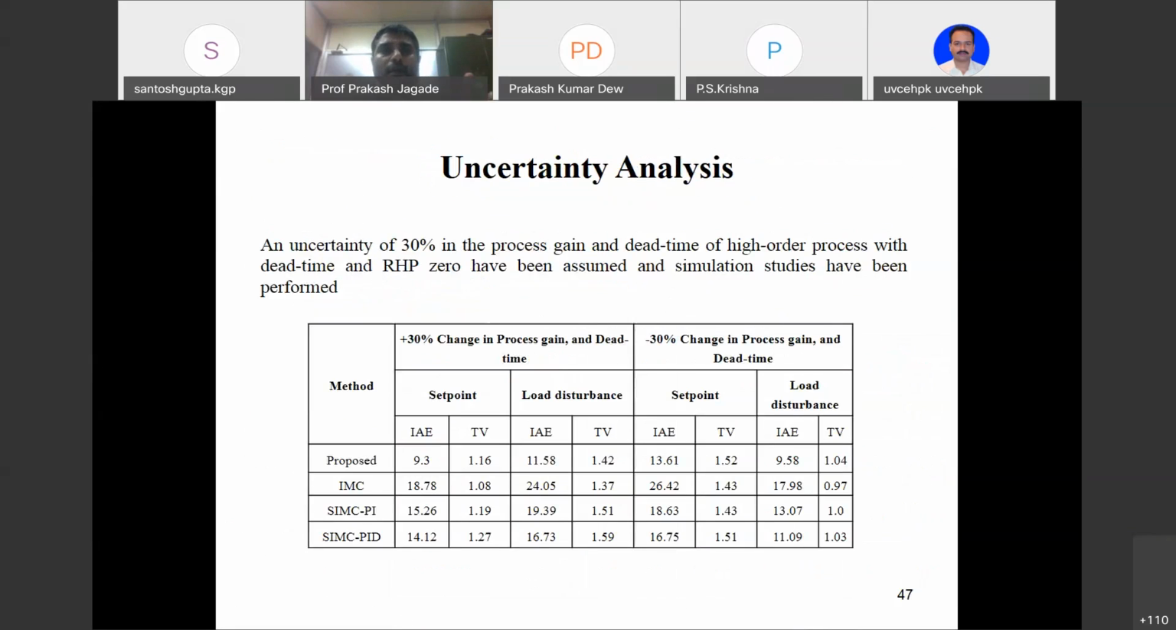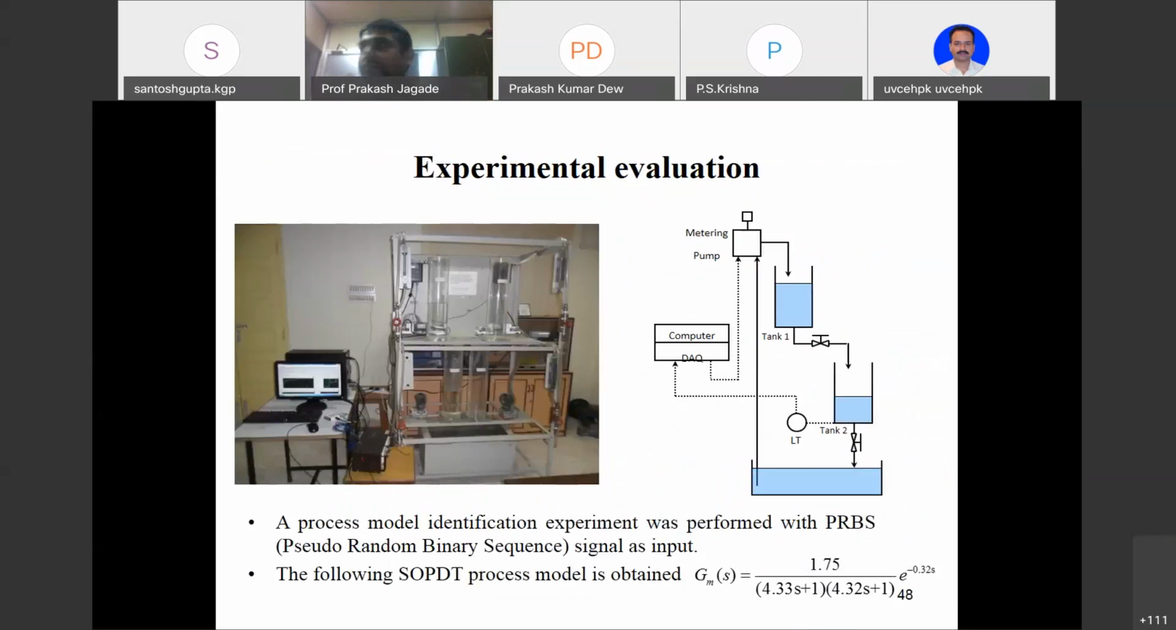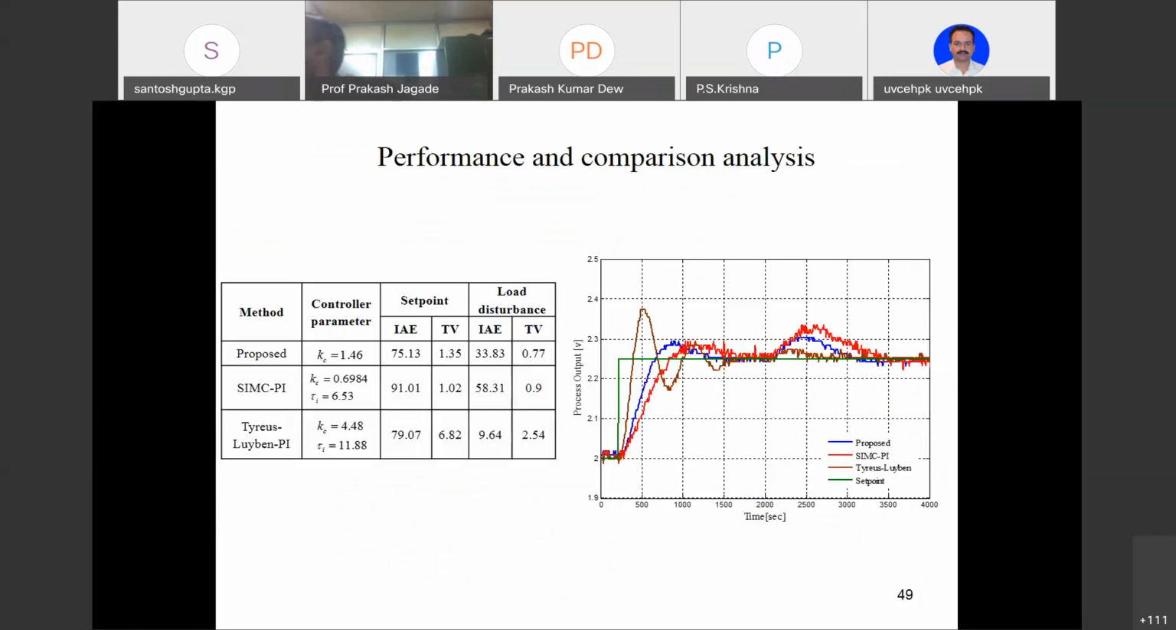And then we have also carried out experimental validation, which is also reported in this slide. So we validated our control scheme on a lab scale process. We have compared the performance of our control scheme with that of SIMS PI and high-res Lumen PI controller settings, and you can see here that the blue one outperforms SIMS PI as well as high-res Lumen PI controller settings.